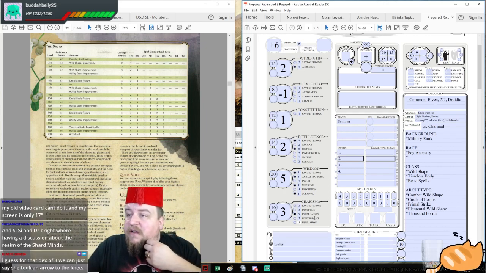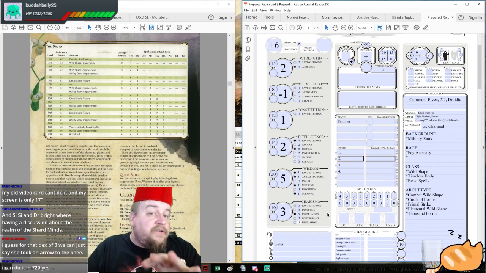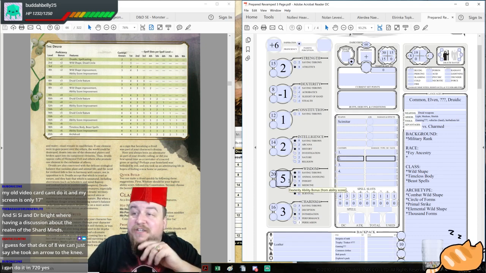Forerunner and CC and Dr. Bright were having a discussion about the realm of the shard mines. That's a very interesting ecology. I don't know how your DM ran it. In 4th edition, I did have shard mines as a part of my world as well. It caused for some very interesting world building and discussion, Forerunner.